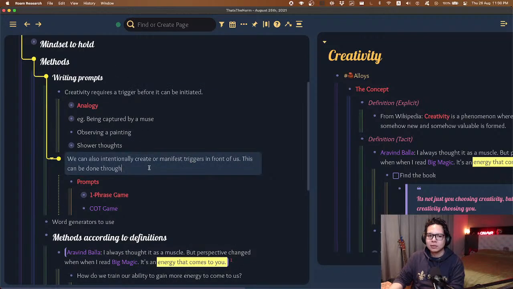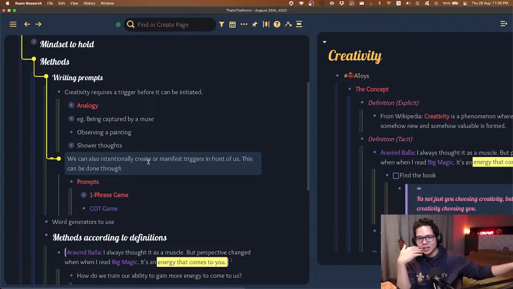Writing prompts. If creativity requires a trigger before it can be initiated, then we can also intentionally manifest triggers in front of us. So this is environmental design 101. Whatever you have around you will affect how you behave. If there's snacks on the kitchen counter, you're more likely going to pay attention to them, and therefore more likely to have a snack. In this case, it's the same. If I write a prompt right in front of me, then I'm more likely to play with that prompt.